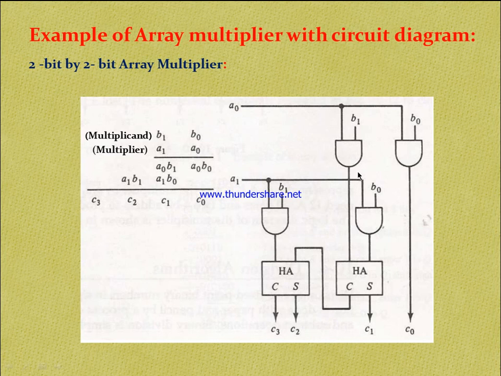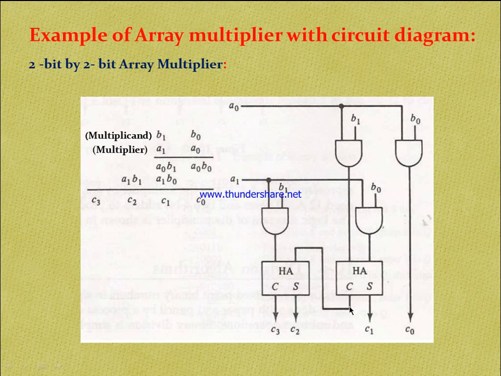In the next step this multiplier A1 should be multiplied with both the multiplicands. That's why this A1 is inputted to this particular AND gate and this AND gate. So from this AND gate what we will get? A1 into B0. This A1 into B0 should be added with the output of this AND gate. So these two are added with the help of one half adder, and the result is C1, that means the final result.